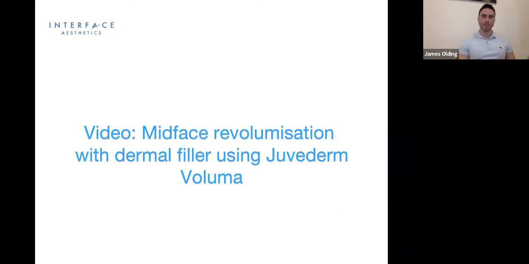So with her, we decided that we do some mid-face revolumization, whereby we were going to do some injections onto the zygomatic arch. In any case, we did a few other things. We did some lip injections and some injections into the nasolabial area and also around the corners of the mouth. But we're going to have a look just at the procedure of actually doing the dermal filler to the cheek, and then we'll look at the results.